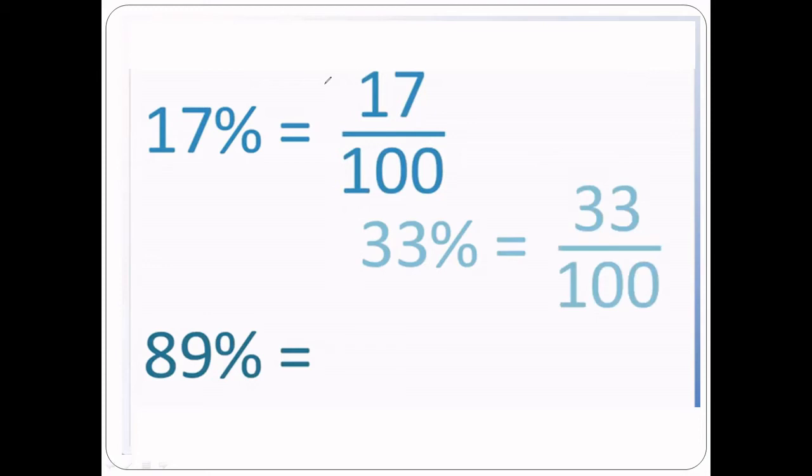Let's see some other examples also. 17%: the numerator is 17, the denominator is 100. 33%: 33 is the numerator, 100 is the denominator. So what about 89%? Can you tell me that answer? What about 89%? Send the answer to the chat box. I think that is easy.